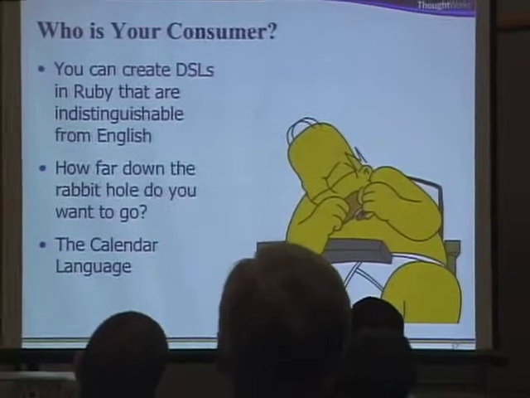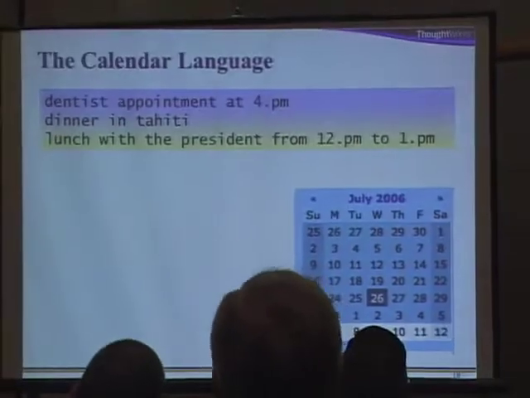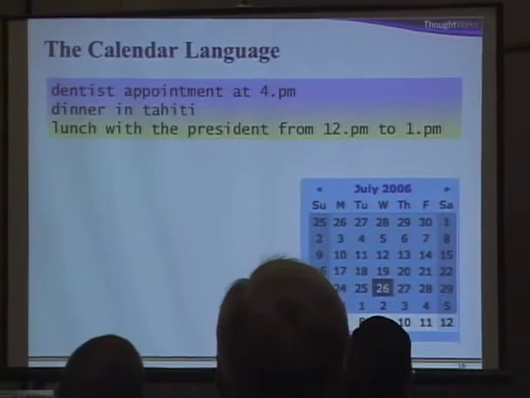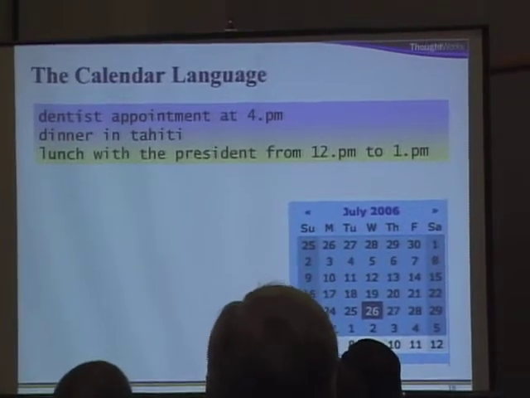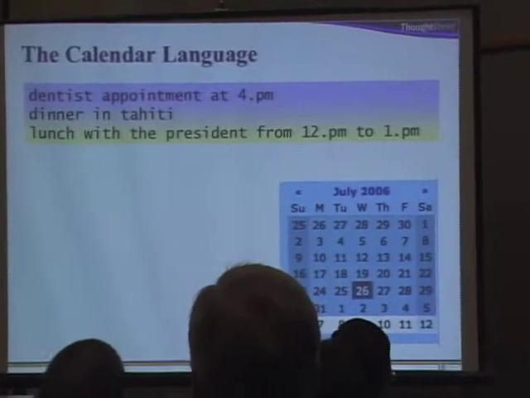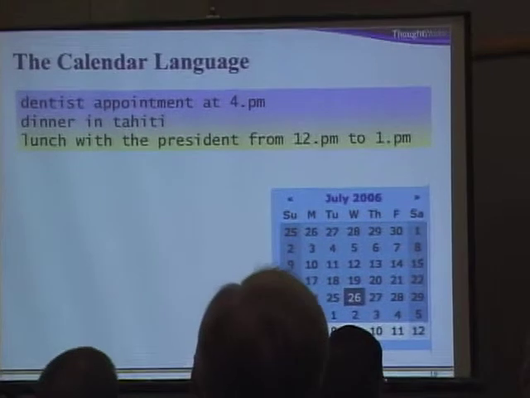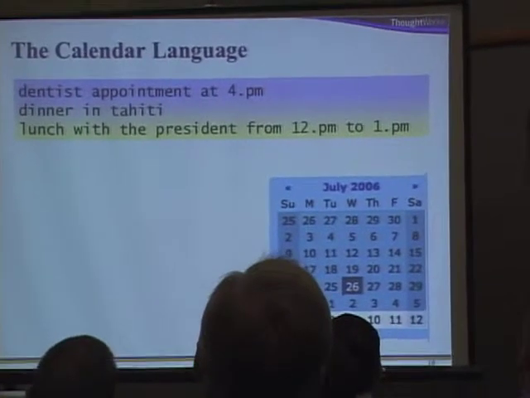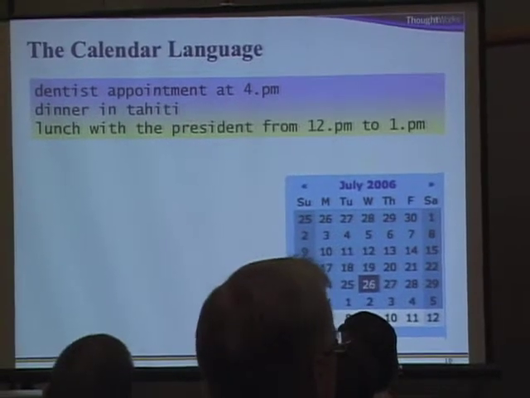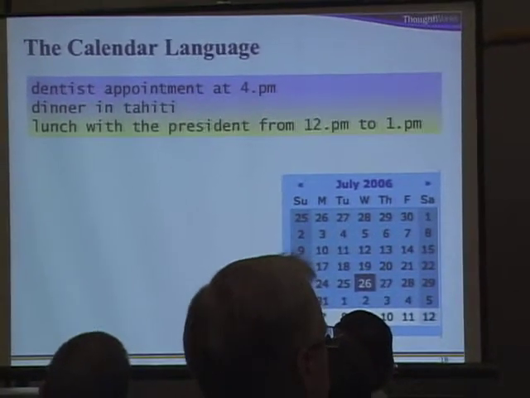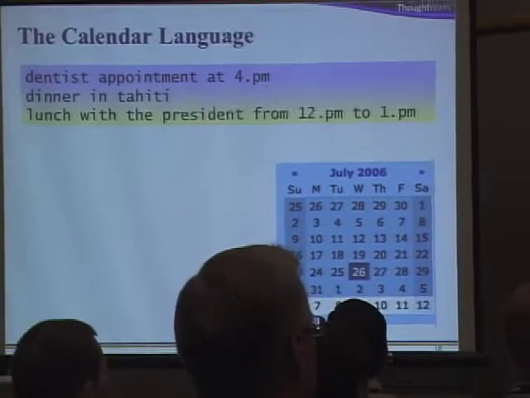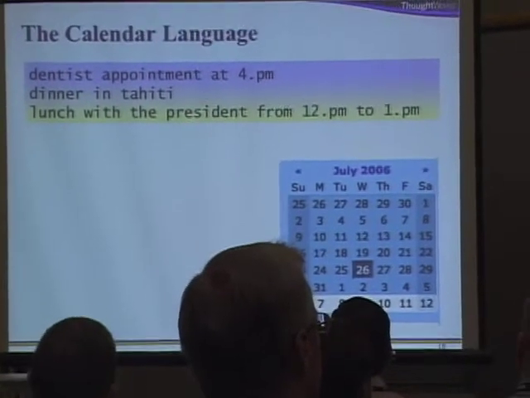And my example here is this calendar language. Here are 3 lines of code for my calendar language. Dentist appointment at 4 p.m., dinner in Tahiti, or lunch with the president from 12 p.m. to 1 p.m. That is actually Ruby code. Even though it doesn't look very much like Ruby code, it looks like descriptions from an appointment book. But it is in fact Ruby code that gets parsed and executed as Ruby code.